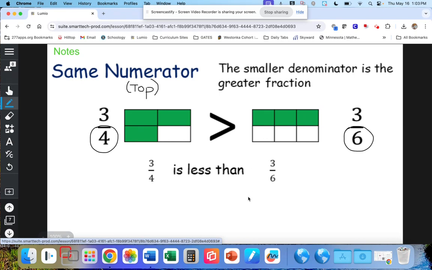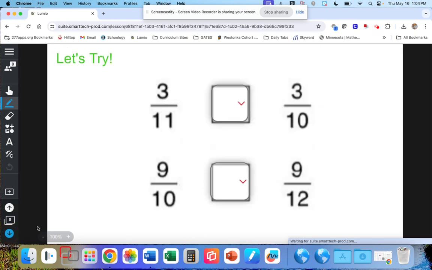So the one who eats or has the bigger fraction is the one with the smaller number. The smaller number will have more because they're bigger pieces. Pause the video if you need to, write these notes down. Resume when ready. All right, let's give it a try. Resume the video when you're ready to check your answers.